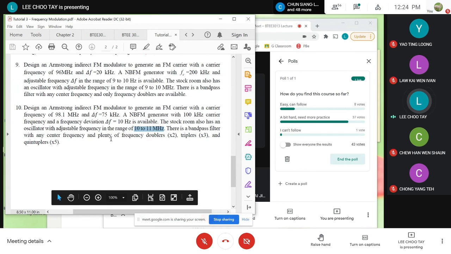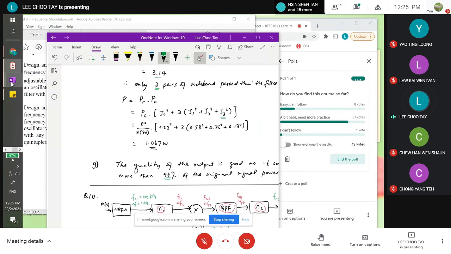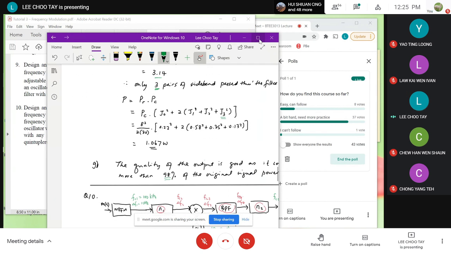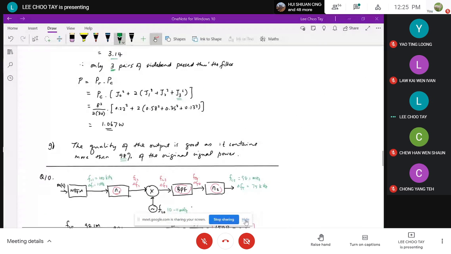You can also make use of a bandpass filter with any center frequency, and there are also plenty of frequency doublers, triplers, and also quintuplers. Okay, quintuplers means times 5. So again, for Armstrong indirect FM modulator, the block diagram is pretty standard, which looks like this.